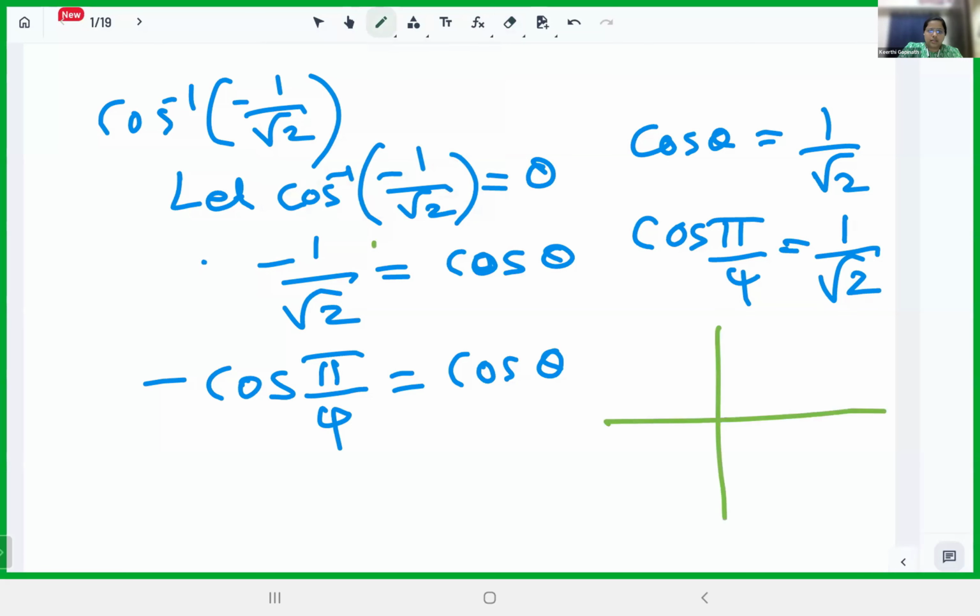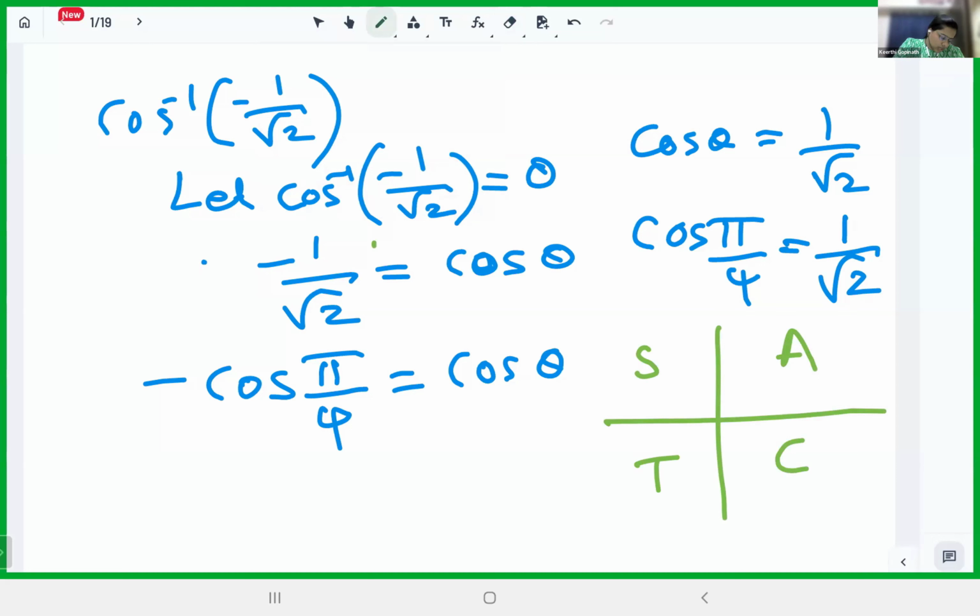In the first quadrant, all the trigonometric functions will be positive. Here, sine and its reciprocal cosec will be positive. And here, tan and its reciprocal cot will be positive. And here, cos and sec will be positive. I'm sure that you might be familiar with the signs of the different quadrants.